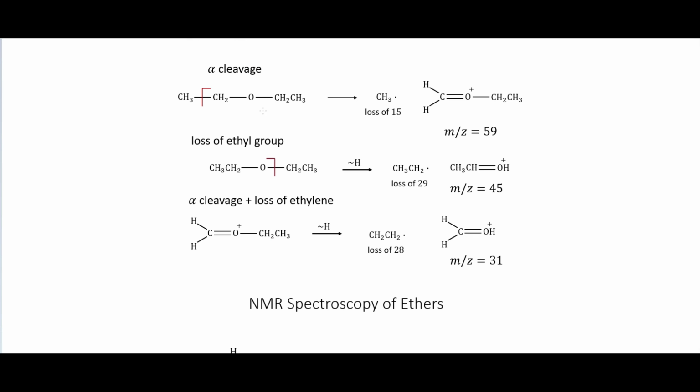We can see an alpha cleavage here on our diethyl ether, so we lose 15, and so this would be an M over Z of 59. The loss of the ethyl group will now be a loss of 29, and so we get an M over Z of 45. And if we have both of those occur, so if we just take this one right here and sort of bring it down over to here, then do a loss of an ethylene right here, then we would get this M over Z of 31 right here.